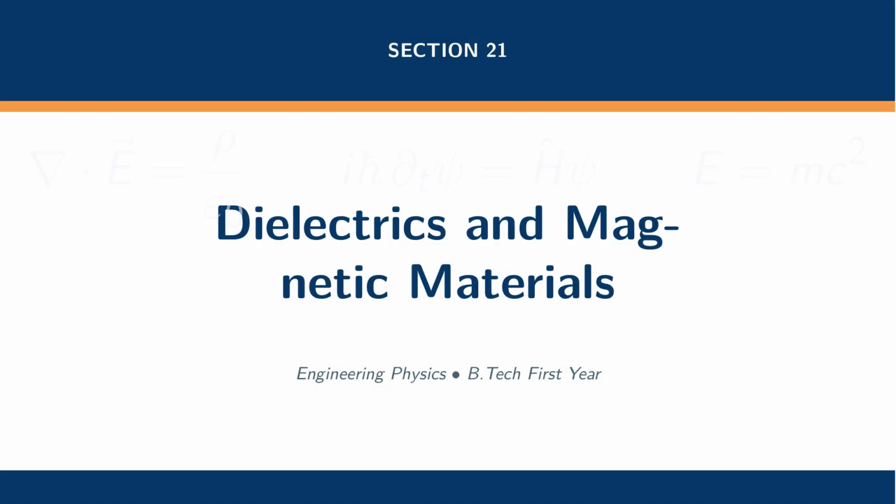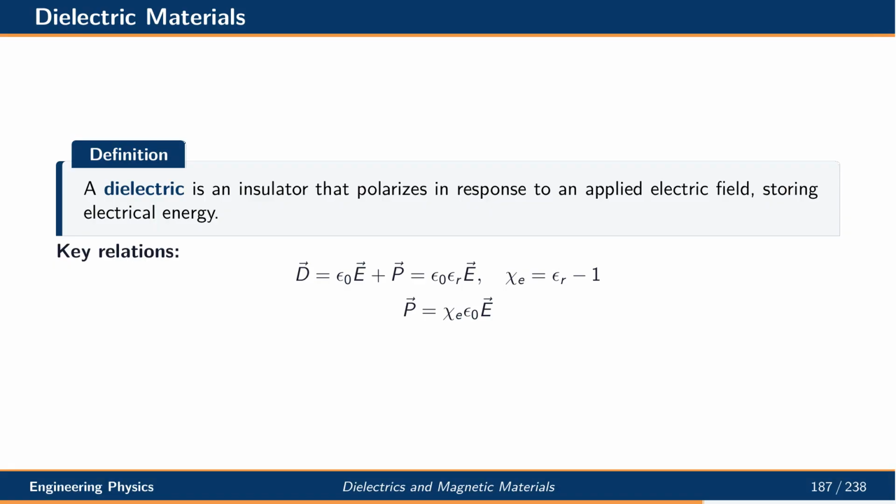We now study dielectrics and magnetic materials, the building blocks of capacitors, transformers, magnets, and many others. A dielectric is an insulator that polarizes in response to an applied electric field, storing electrical energy. The electric displacement field combines the applied field and the polarization. The relative permittivity epsilon r and the electric susceptibility Chi are related through epsilon r equals 1 plus Chi. Polarization is proportional to applied field, with the proportionality involving susceptibility and vacuum permittivity. These relations connect microscopic response.